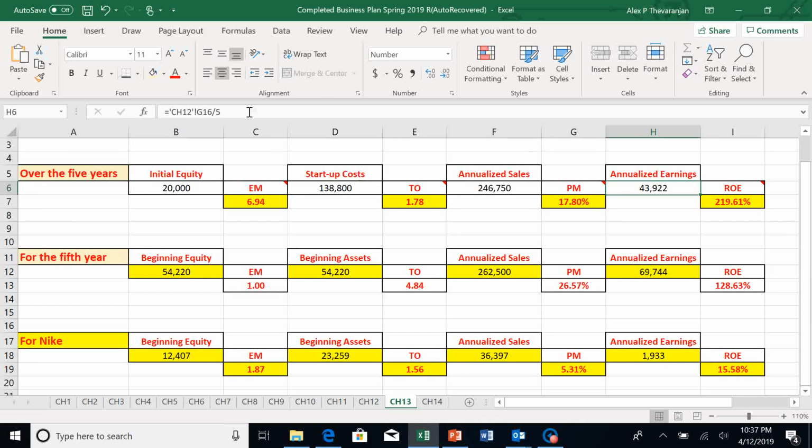So earnings divided by equity, we had 128. Now you divide earnings by sales, your profit margin is 26.57. Your sales divided by assets is your turnover 4.84. Your equity multiplier is just 1 at this point. So this 128.63% is 1 times 4.84 times 26.57, right? So let's come back here.